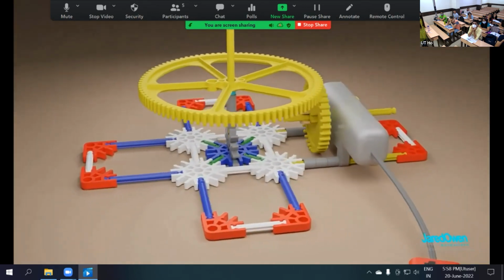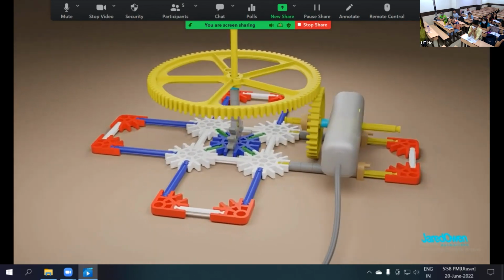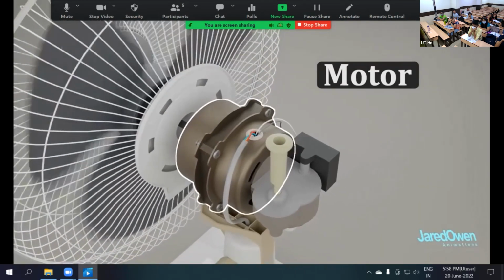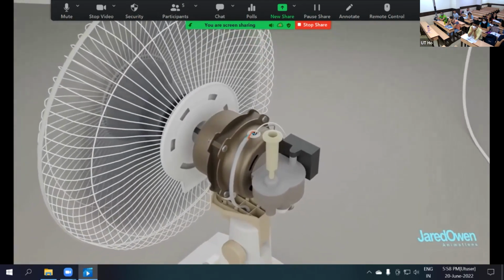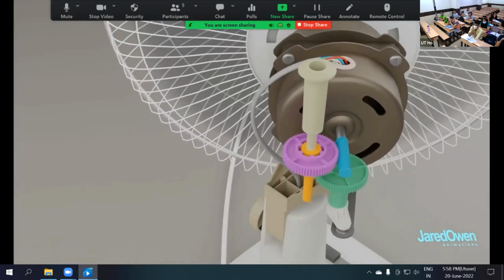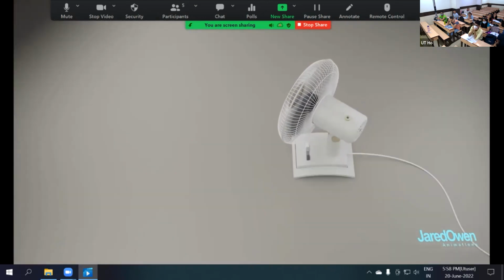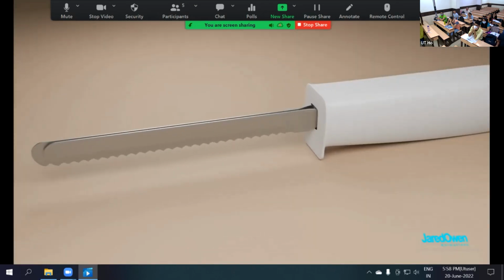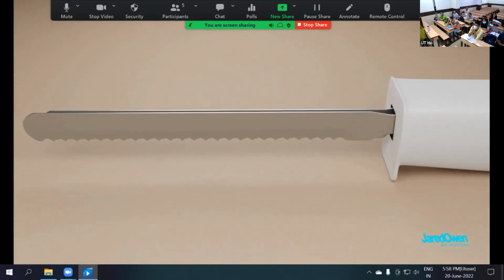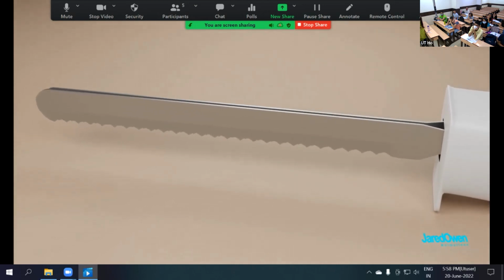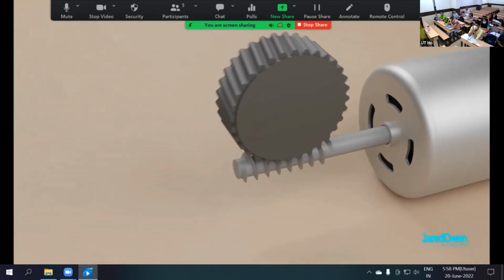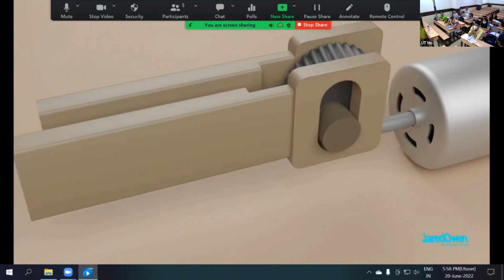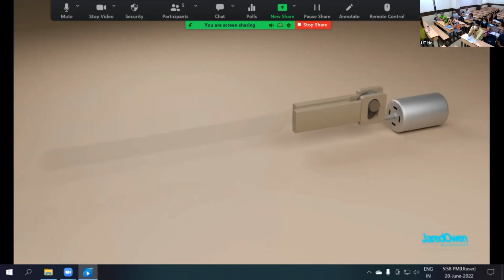In this case, a kid's toy. Or even a fan that cools your room. The spinning of the motor can be converted to other types of movement, such as the side-to-side motion that we see in this fan. Or how about this electric cutting knife? Each blade is going back and forth. It all starts with the spinning of the motor to turn a gear, which then pushes these two pieces back and forth.